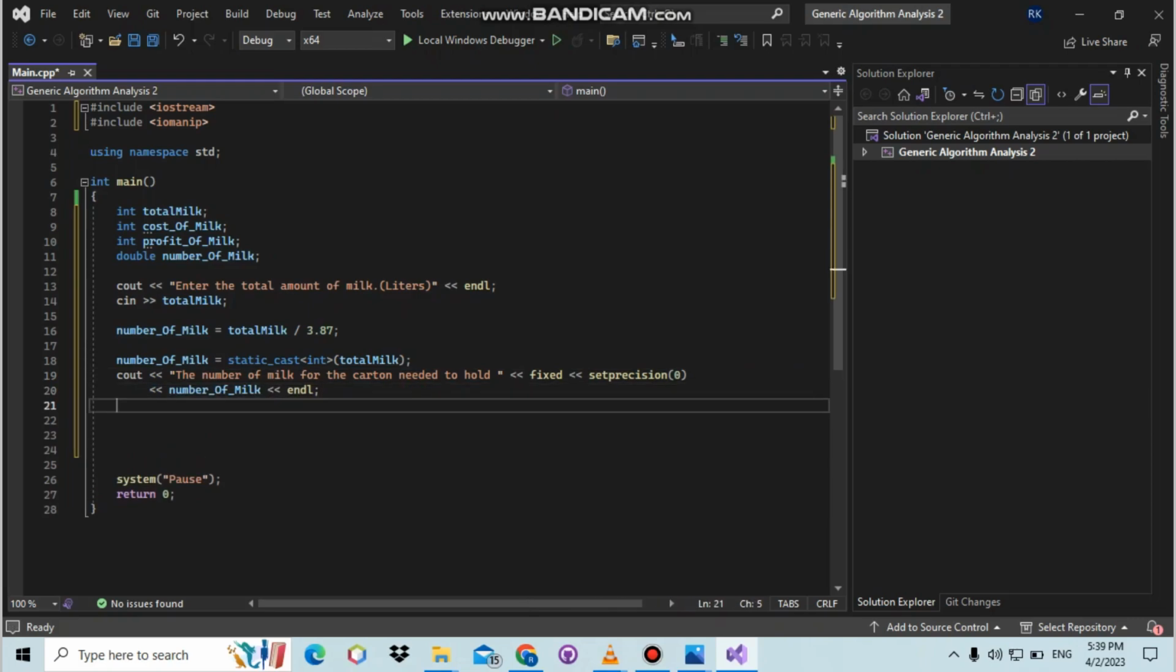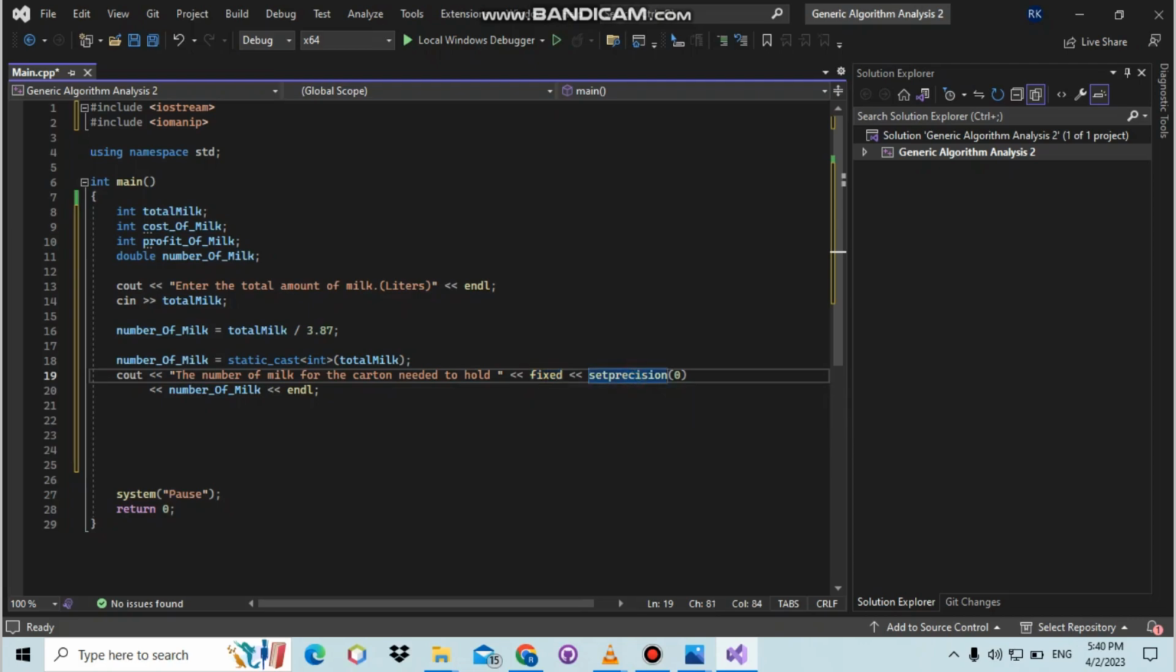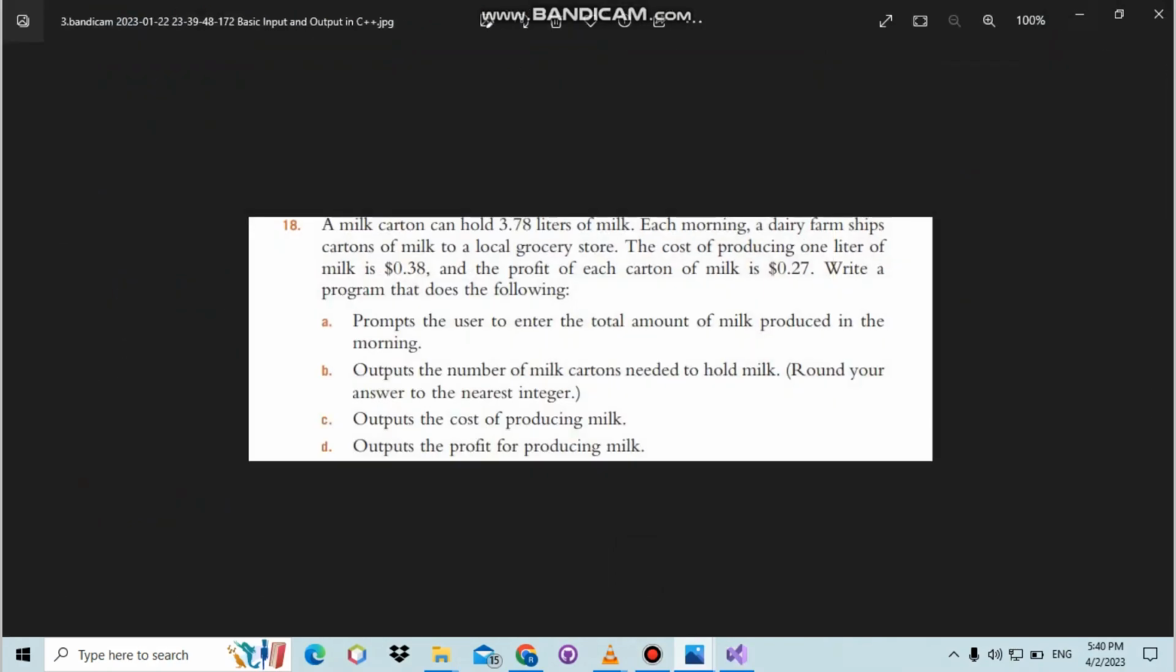Okay, so after having this, the following is important. These two functions, my C++ video about basic input and output operations will give you a much more defined explanation about it. Go and check it out. So what we need to do now is focus on the second part, which is to output the cost to produce.